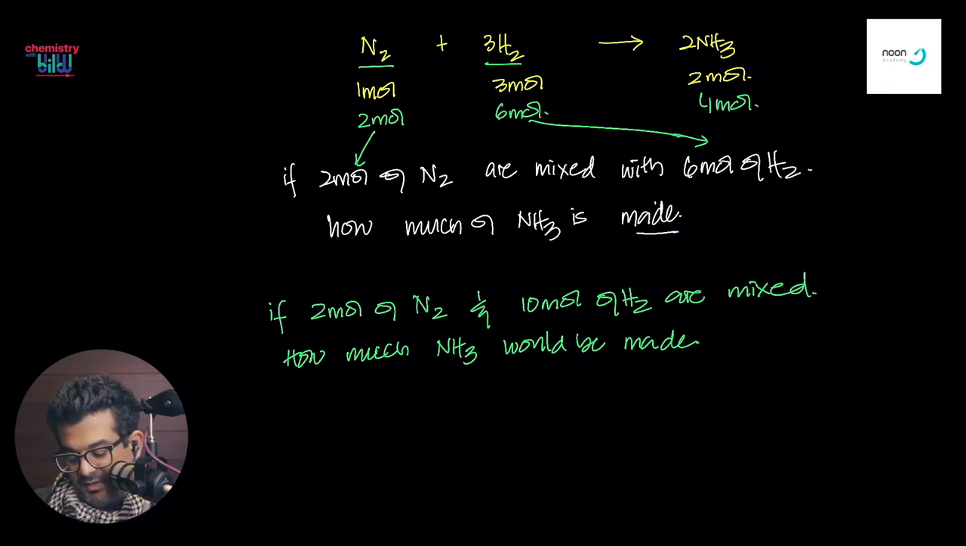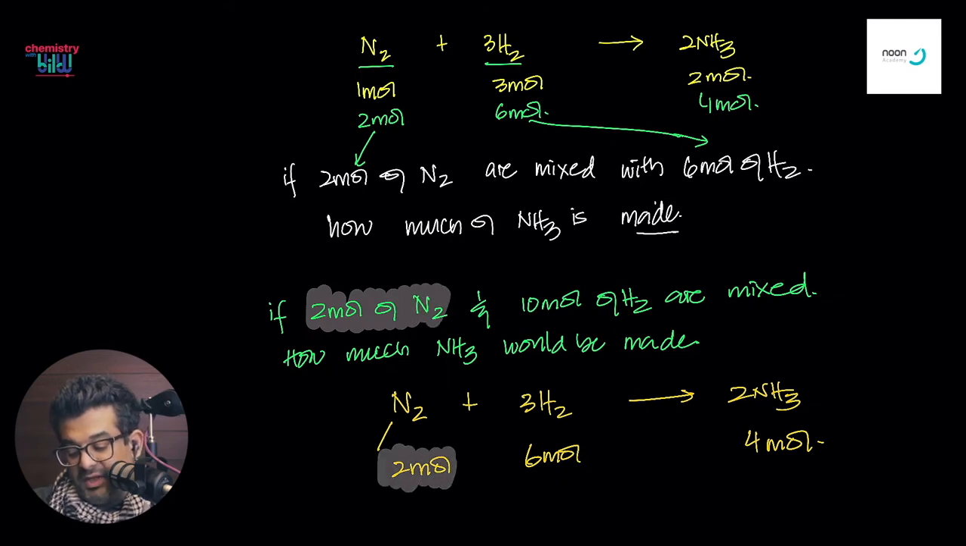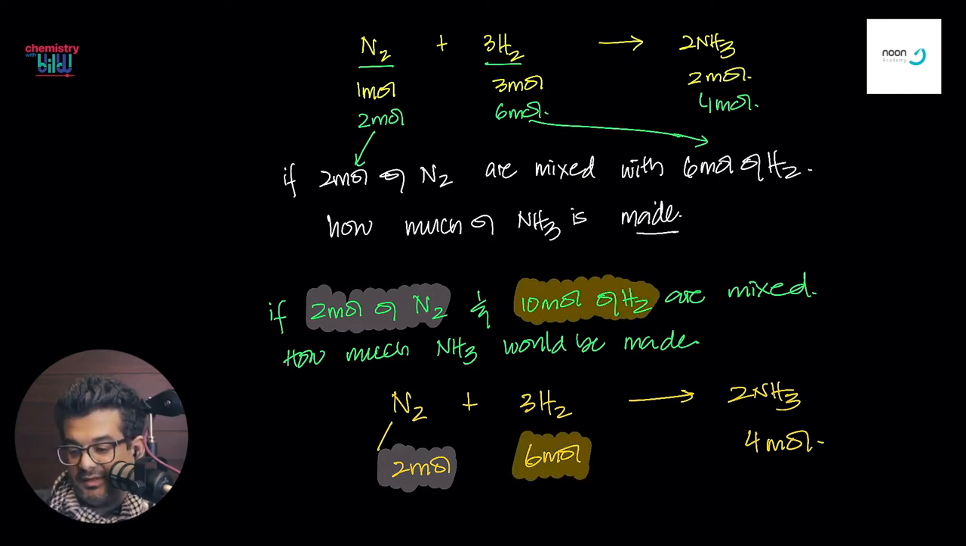My equation is the same: N2 plus 3H2 becoming 2 moles of ammonia. What you need to realize is that 2 moles of nitrogen will still need 6 moles of hydrogen and make 4 moles of ammonia. I had 2 moles of nitrogen and all 2 moles were used up. But when it came to hydrogen, I had 10 moles, but I only used up 6. So here, the nitrogen is limiting. The answer is different for everybody: some said 12, some said 4, some said 8, 6 and 2, but it's still 4.